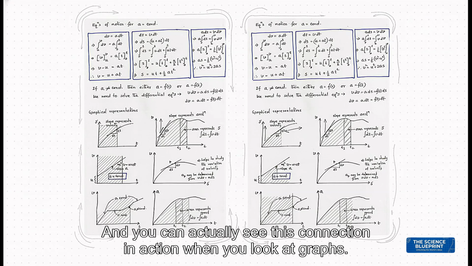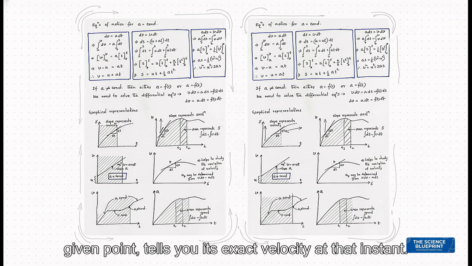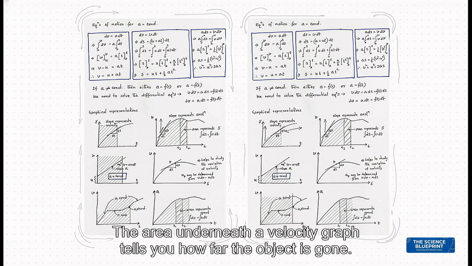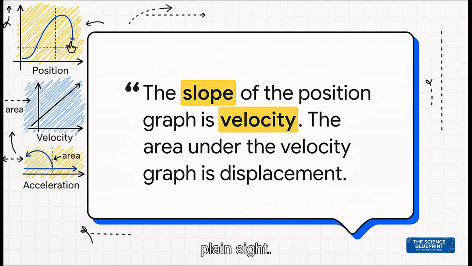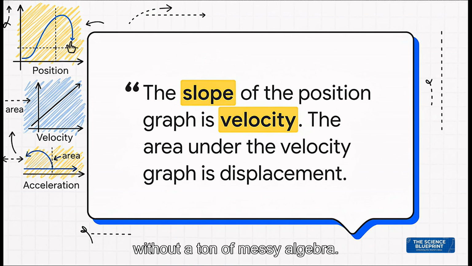And you can actually see this connection in action when you look at graphs. If you have a graph of an object's position, the steepness of the line, the slope, at any given point, tells you its exact velocity at that instant. And it works the other way too. The area underneath a velocity graph tells you how far the object has gone, its displacement. So the crucial point here is that these graphs are hiding information about each other in plain sight. It's like they're talking to each other. You just have to know how to listen. Once you get these relationships, you can flip between position, velocity, and acceleration without a ton of messy algebra.